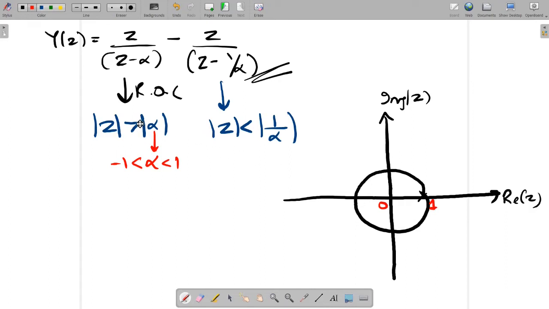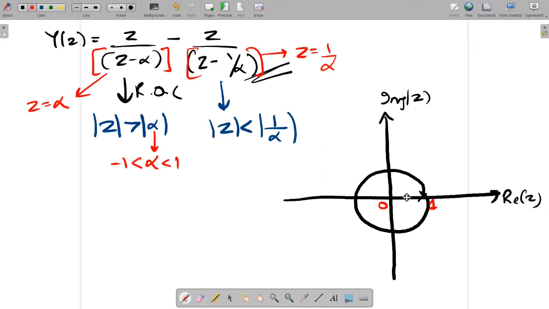If I say mod z is more than alpha, what is alpha? Alpha is a value between -1 and 1. So what are my poles from this equation? One pole is z equal to alpha. And what is the next pole? The pole is z equal to 1 by alpha. Where do I plot z equal to alpha? Somewhere over here, right? Z is equal to alpha.